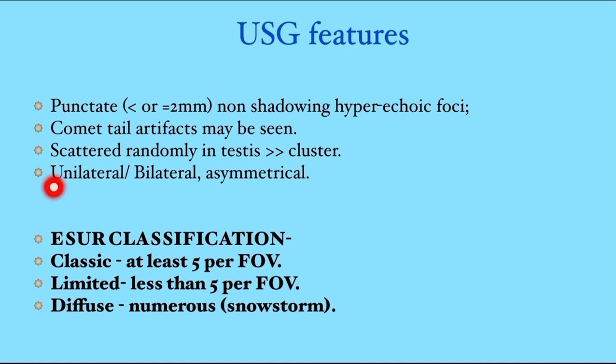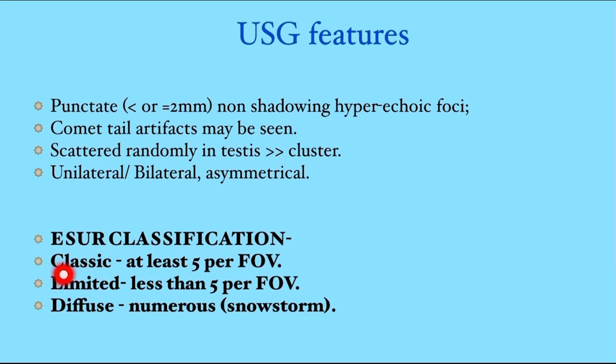Next, these microlithiasis can be unilateral or bilateral, and whenever bilateral they are usually asymmetrical. So more often they are bilateral only, remember. Then we will know about ESUR classification. ESUR has classified testicular microlithiasis into 3 types.